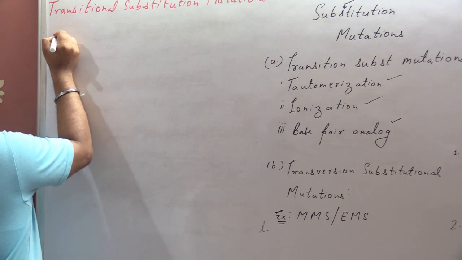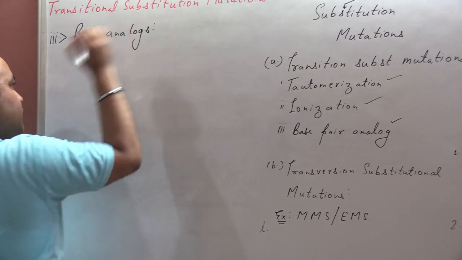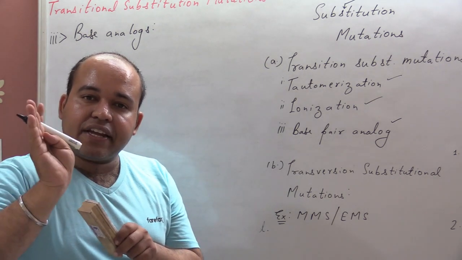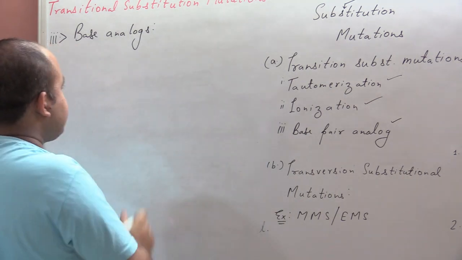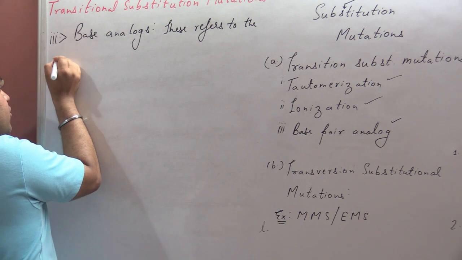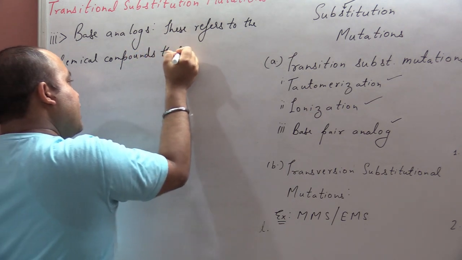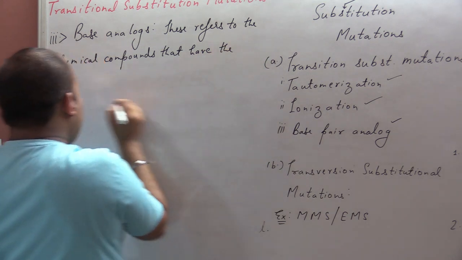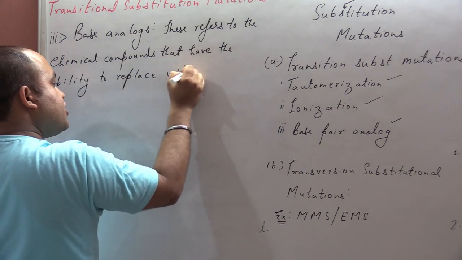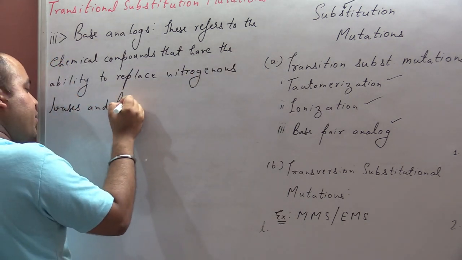The third one, the base analog. The base analog refers to a nitrogenous base, a chemical compound that can replace the nitrogenous bases. These are chemical compounds that have the ability to replace nitrogenous bases and perform forbidden base pairing.